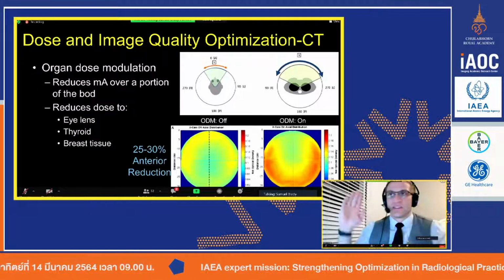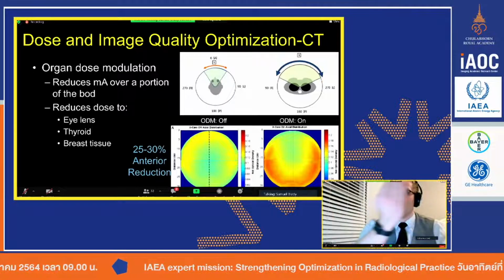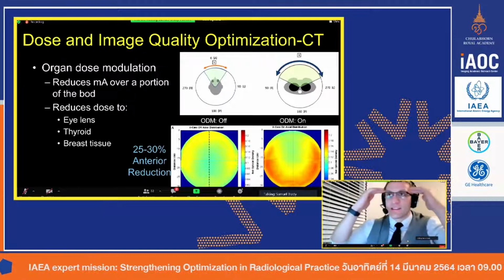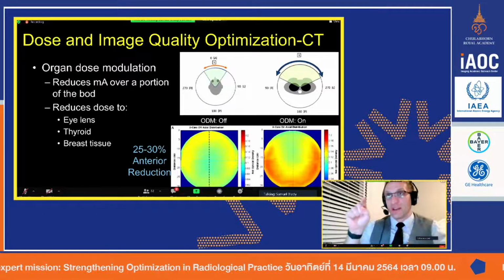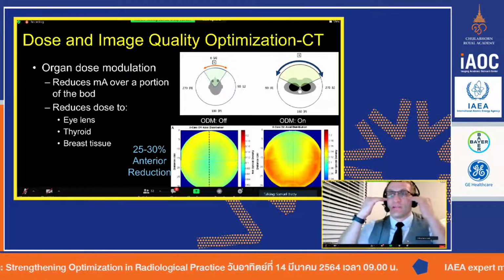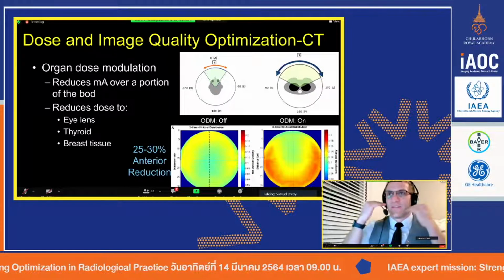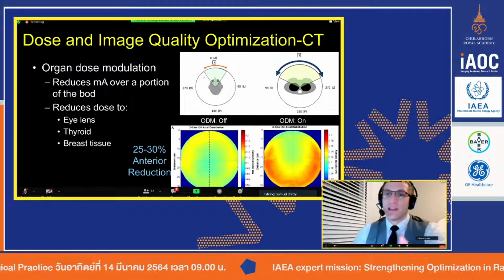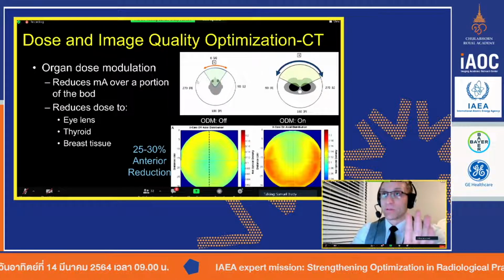And that's all it does. It just says, okay, from here it's low, low, low, low, low. And then at this point it picks back up and goes back to normal. And it does that through the area which you indicate. You could be doing a head and a face, and then at some point it would just go back to normal. So organ dose modulation is right now very simple.